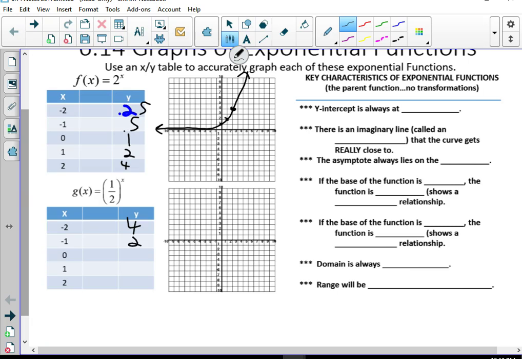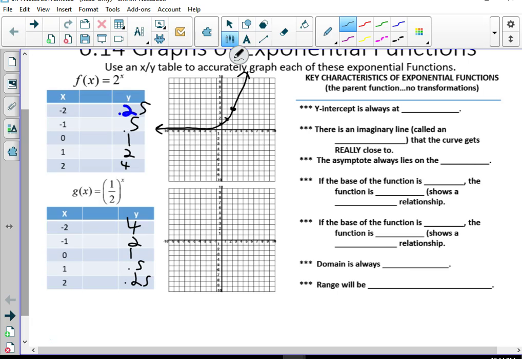You're on 2. Anything to the 0 power is 1. 1/2 to the 1 is 0.5. And 1/2 squared is 0.25. Is it always gonna be 1 and then 0.5 and then 0.25? No. That was just because this was 2 and 1/2. If it was 3 and 1/3, it'd be different numbers.